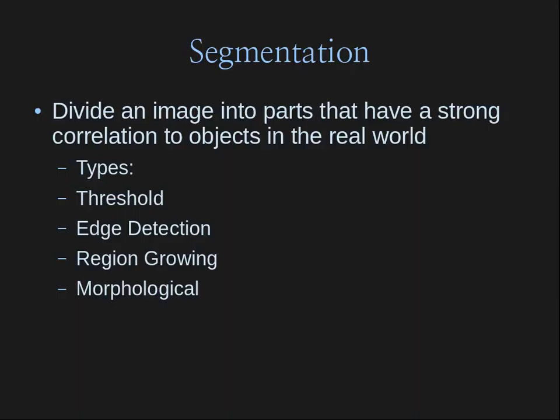So, as you start an analysis, generally one of the most important processes that you'll go through is what's called segmentation. Segmentation is dividing up the image into areas of the image that actually correlate to objects in the real world. Like imagine I have a picture of a coin, a pen.